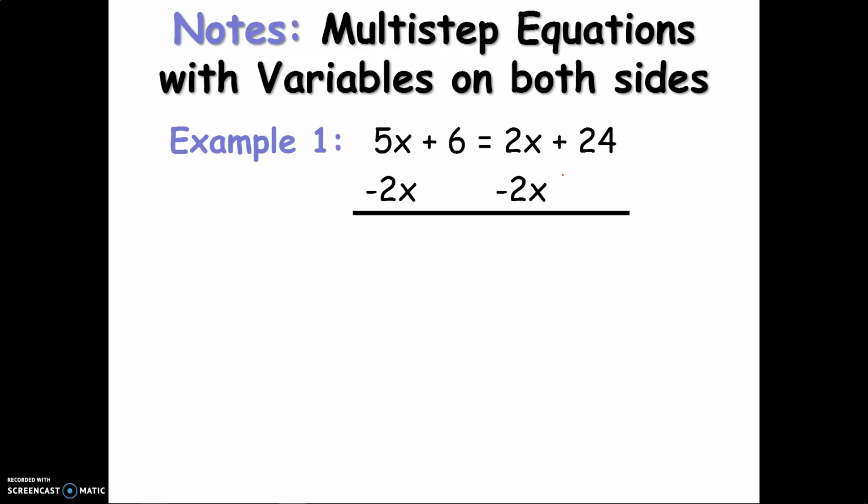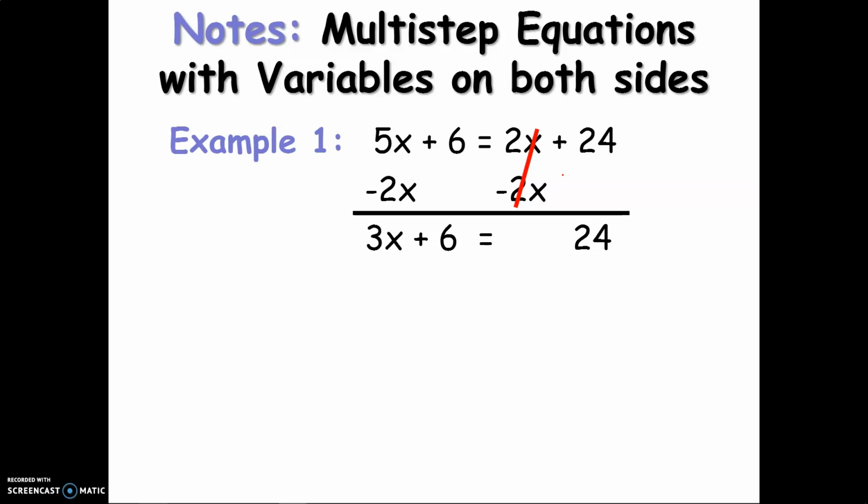On the right-hand side, 2x minus 2x is 0. On the left-hand side, 5x minus 2x is 3x. Bringing down the rest of the equation, we get 3x plus 6 is equal to 24. Now this looks like the equations we solved last week. 3x plus 6 is equal to 24.